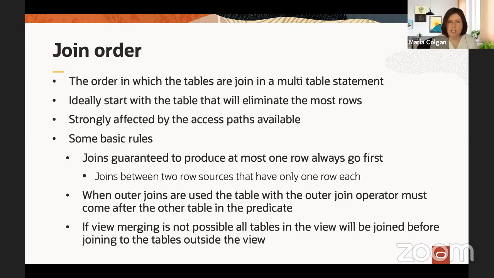If for some reason the optimizer cannot do view merging in your particular query, in your scenario, then the tables used in the view definition need to be joined together first, and the result of that view determined, and then the result of that view joined to the other tables in the outer query. That will force a particular join order because we cannot do the view merging.